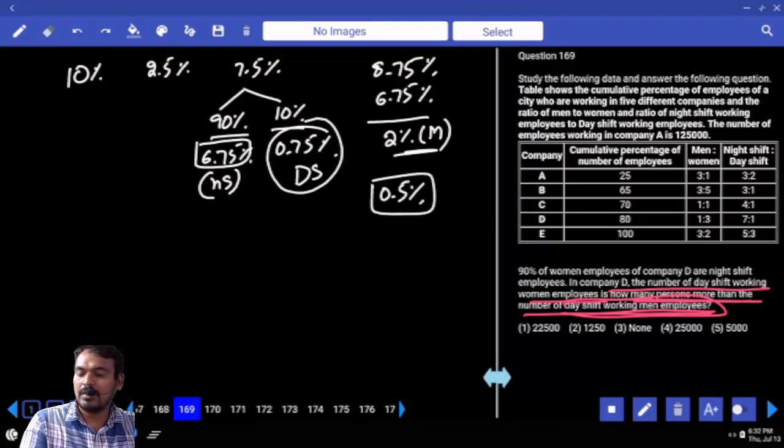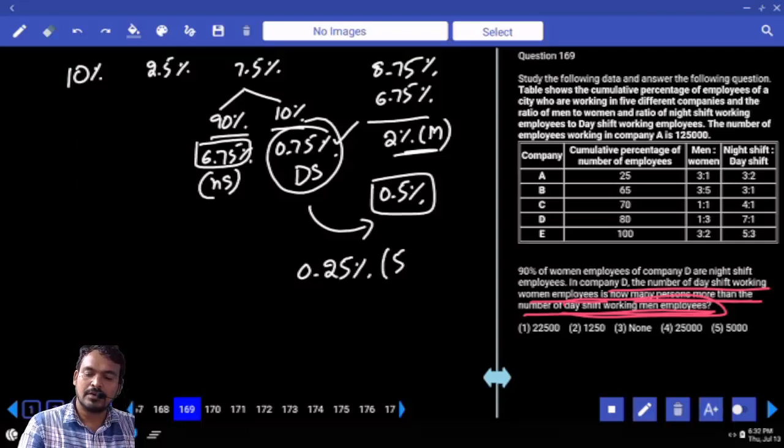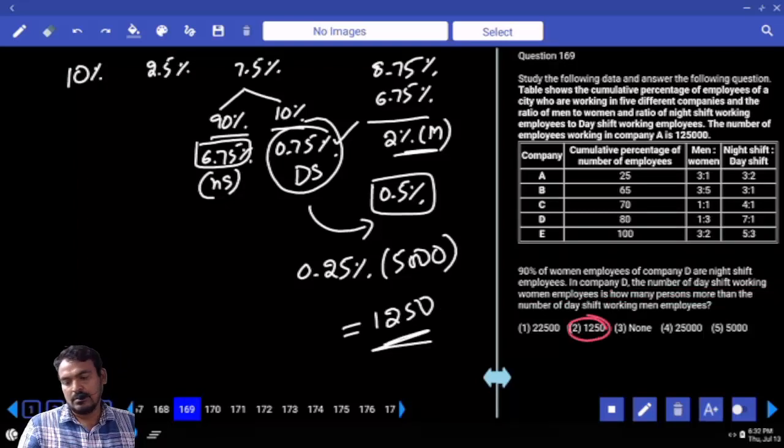0.5. One will be 0.5, another one is 0.75. What is the difference here? 0.25. Okay. 0.25% of which one? 5,000. What is the answer? 1250. It is not none. It is 1250.